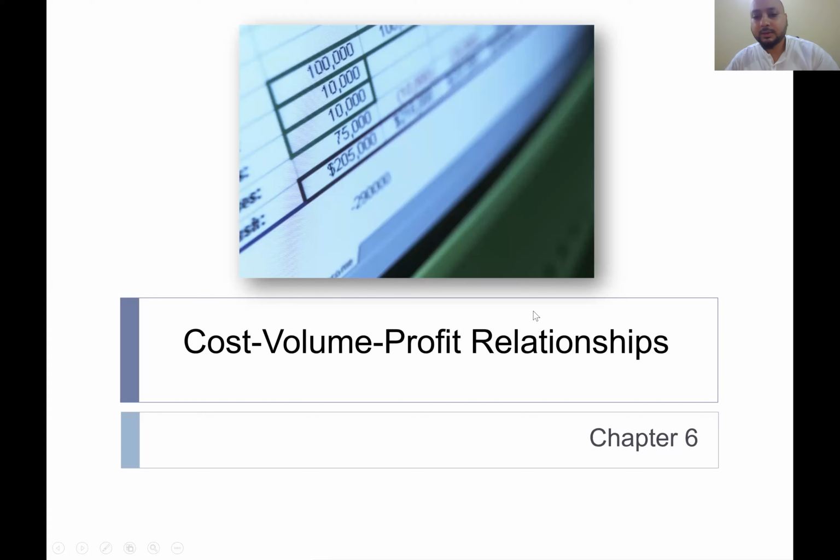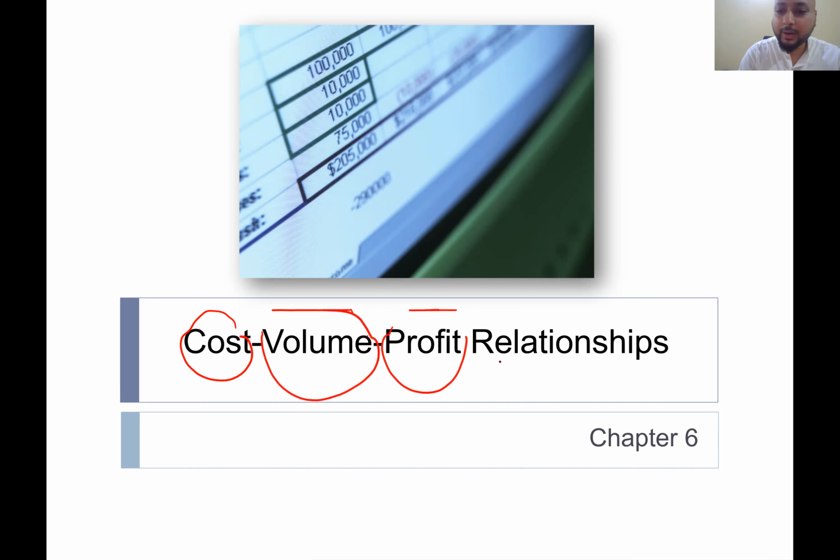Okay, we just finished discussing our assignment. Let's start today's lecture, cost volume profit relationship. Basically this chapter focuses on cost, volume, profit relationship. We also call this CVP analysis or CVP relationship.